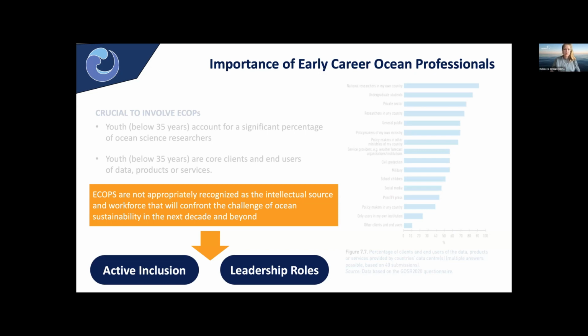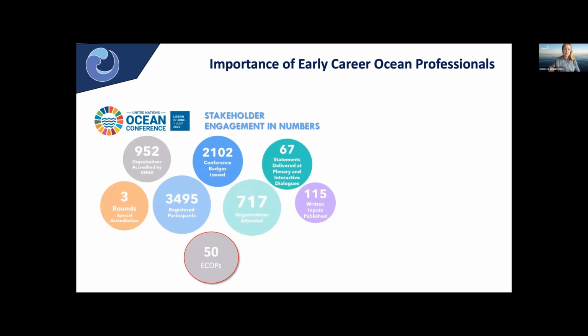And just for those of you who do not know what I mean by tokenism, this slide is a really good example. At the UNOC, the United Nations Ocean Conference that happened in Portugal last year, we had more than 5,000 participants registered for this really impactful conference, right? But if we look at the circle at the bottom of the slide, we can see that only 50 of these people were officially classed as early career ocean professionals. And this is less than 1% of the total attendees, right?